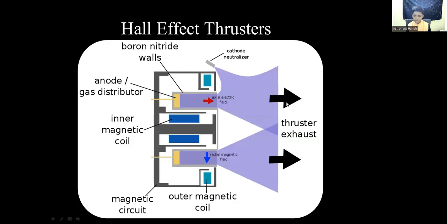Hall effect thrusters. In this, an electromagnetic field is used to propel the positive ions, and a cathode neutralizer shoots out negative ions which neutralize the positive ions.